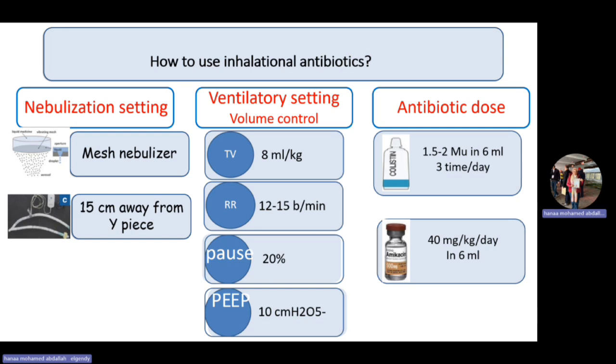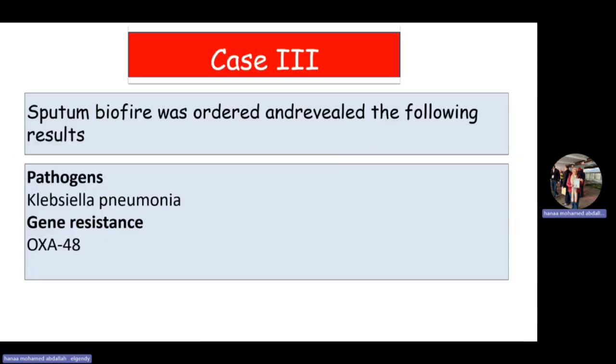The antibiotic dose should be the highest dose, 1.5 to 2 million units in 6 ml three times a day for colistin, while for aminoglycosides use 40 milligrams per kg per day in 6 ml in divided doses.